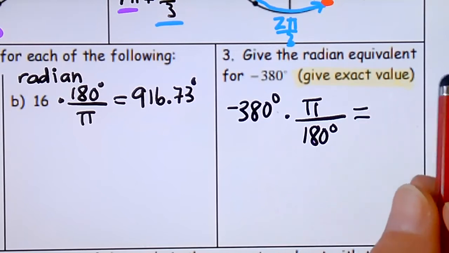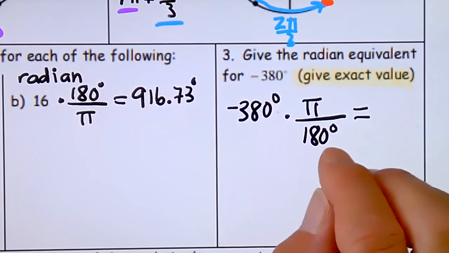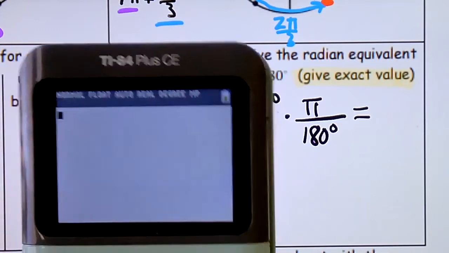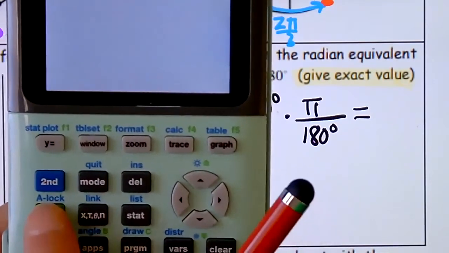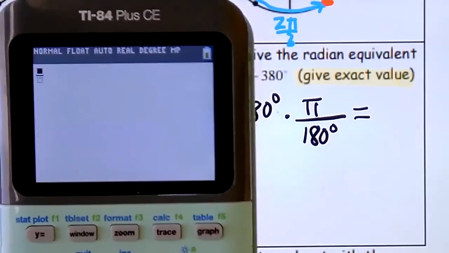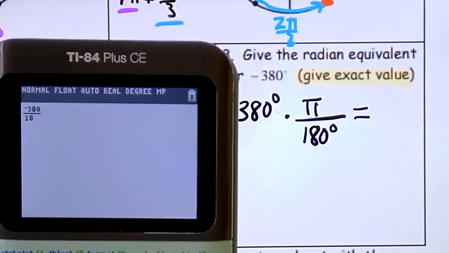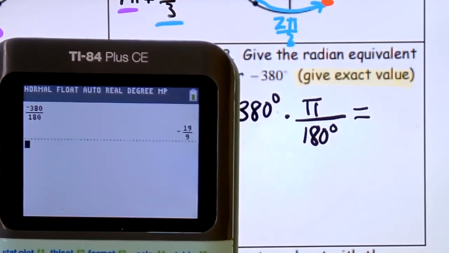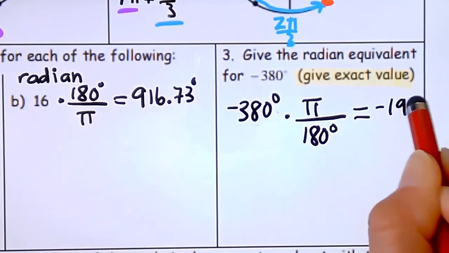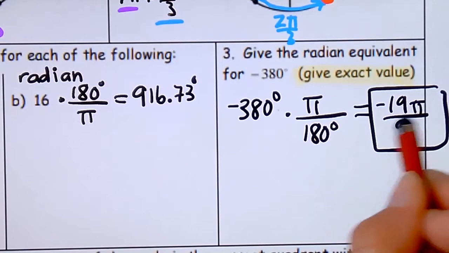Now, when I'm doing this, you might see that the zeros are going to cancel out because I really can take a 10 out and then I can reduce that. But you can also put it in your calculator, and you don't want to put in the pi. So again, I'm going to do alpha y equal, and that gives me the fractions. I'm going to hit number 1, and I'm going to do negative 380 over 180, and it will reduce it for me. Notice I did not put in the pi. I'm going to stick the pi with it here. So it's negative 19 pi ninths. That's what they mean by exact. You should not be giving me a decimal here.